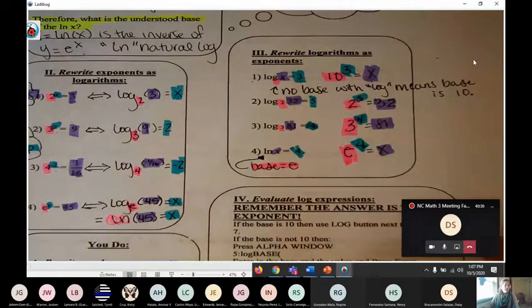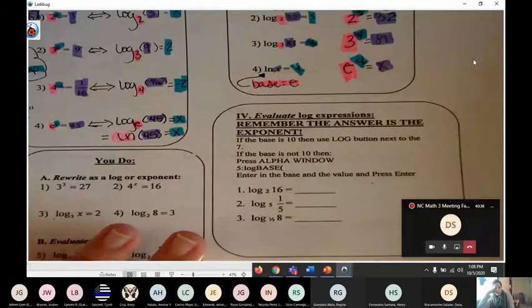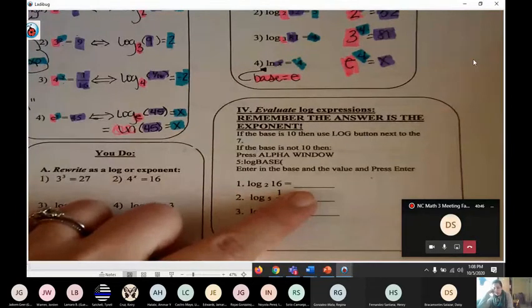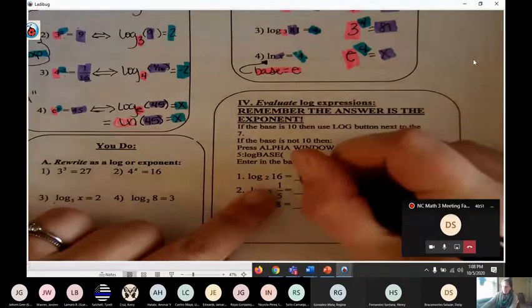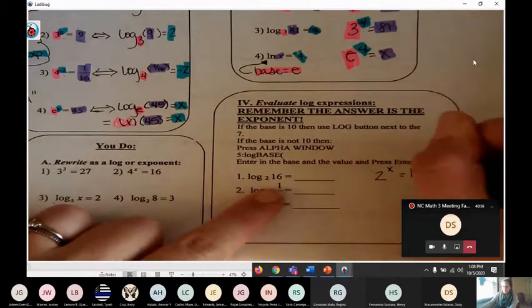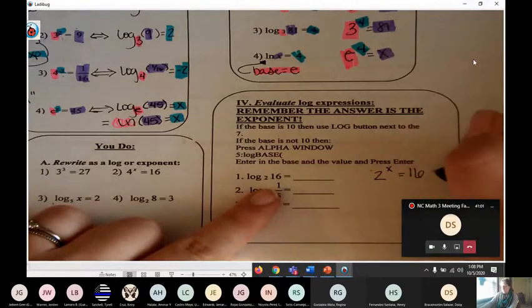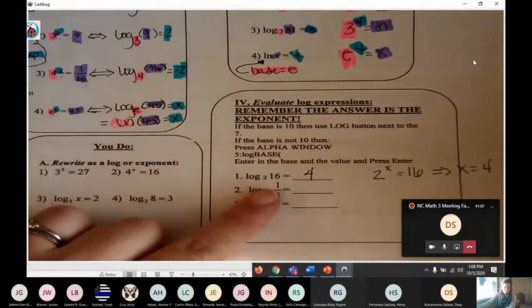All right, the last little section we're going to talk about before I let you guys go is the evaluate log expression section. Remember that your answer is the exponent when you are rewriting logarithms. If you were given this and it asked you what this value was, we can rewrite as an exponent. 2 is my base, I'm looking for this value so I'm going to call it x, and I know the answer should end up being 16. So I ask myself, 2 to what power is 16? I should get that x equals 4. So 4 would be my value for this.